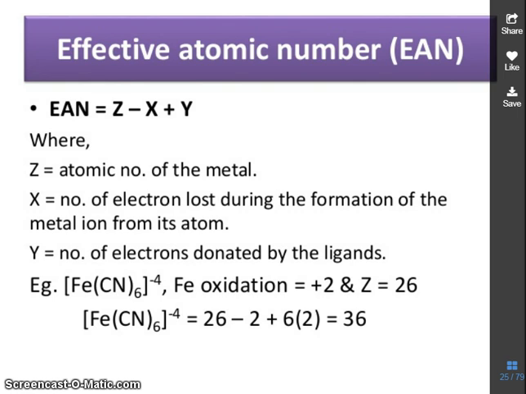You can calculate this with the help of this formula, for example Fe(CN)6 4 minus. The atomic number of Fe is 26. The oxidation number here is 2, so 26 minus 2 becomes 24, and then you have 12 electrons from the ligands, 6 into 2, so the total is 36.